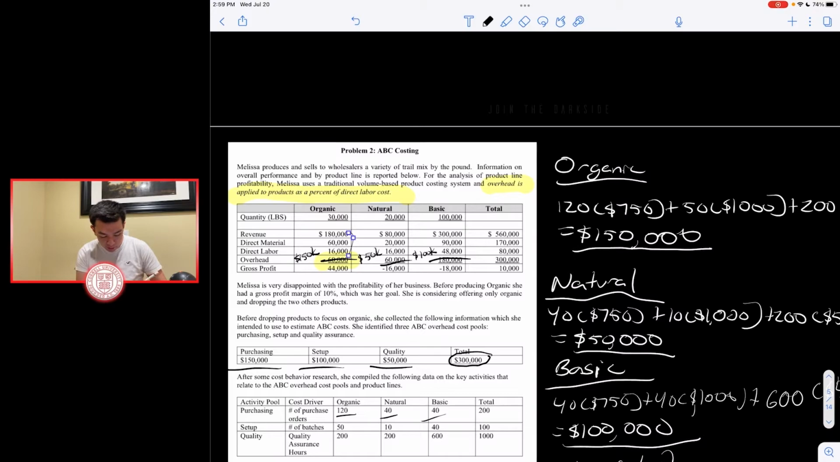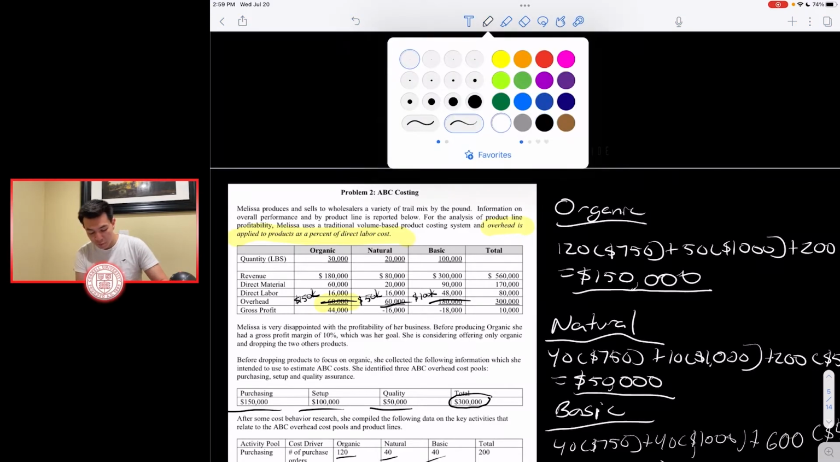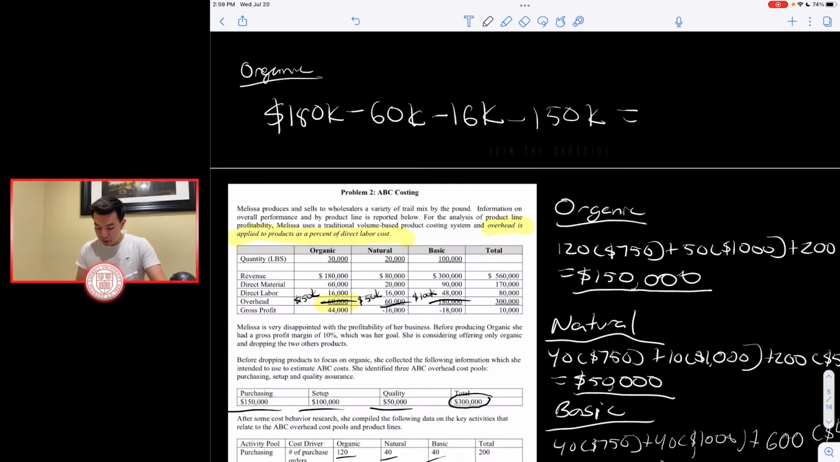the overhead, and that did not work out very well. I don't know why my mouse is being weird, but I'm going to write it out for you guys. I'm going to put this in white. So for organic, we're going to do 180K, so that's our revenue, minus all of our costs. So direct materials, 60K, minus direct labor, 16K, minus overhead, which is $150,000. And we get negative 46K, okay?